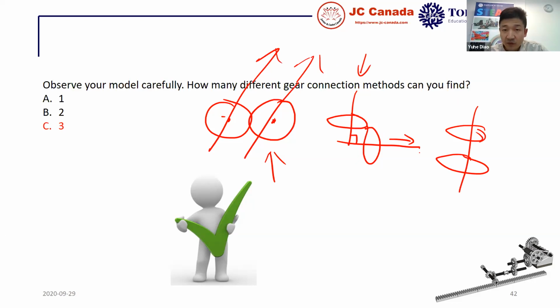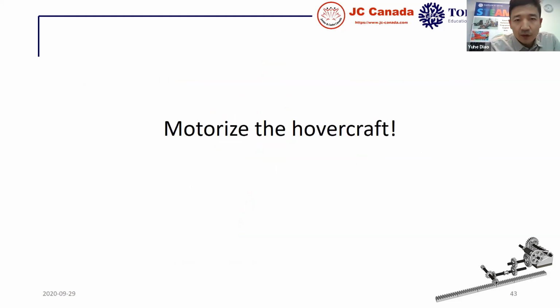So you observe your model. We have 3 different connection methods. Next class we'll practice these gears again. Now let's motorize the model.